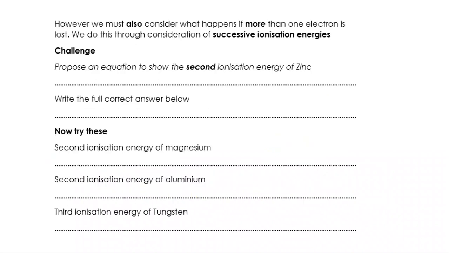So now let's go on and take a look at the potential second ionization energy of zinc. Have a go, work your way through, and then double check that you're on the right lines before you try the remaining examples. So what we're looking for here is a gaseous Zn+ ion that goes on to become a gaseous Zn2+ ion, and it does that by losing an electron.